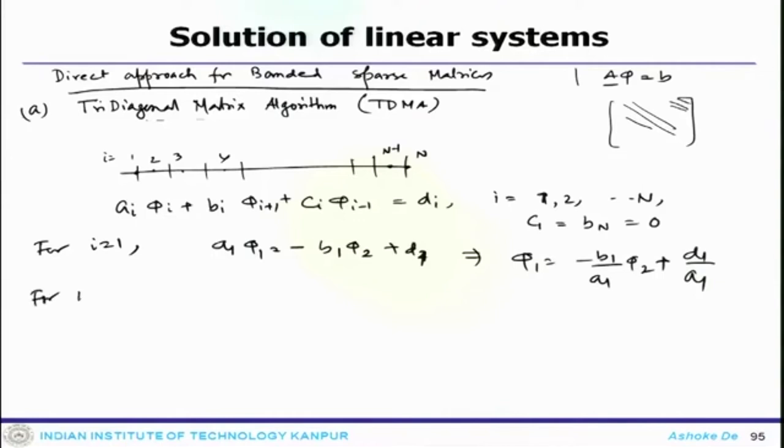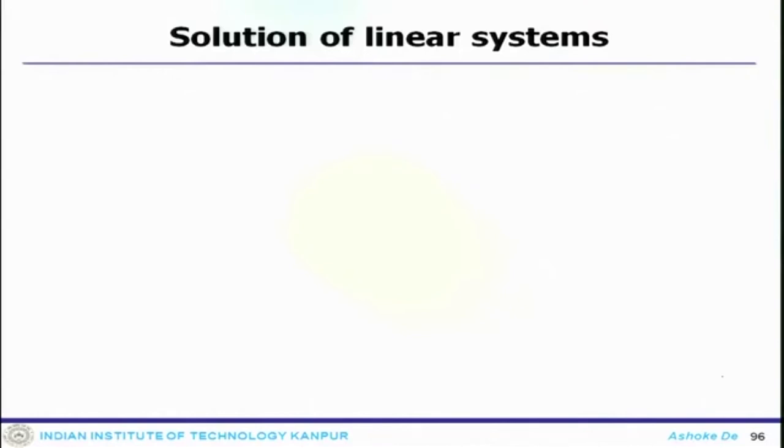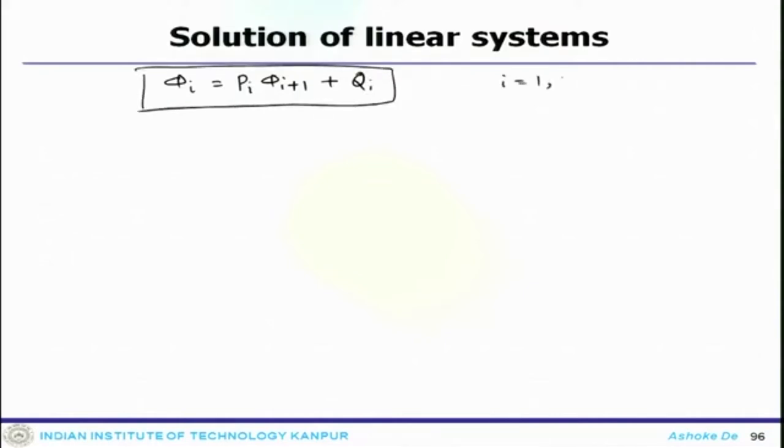Similarly, for i equals 2, if one has to write, he will get a_2 phi_2 equals minus b_2 phi_3 minus c_2 phi_1 plus d_2, which will get you the equation for phi_2. If one generalizes this, then one can write phi_i equals p_i phi_(i+1) plus q_i. So, that is the generic formula for any i, where i goes from 1 to n.